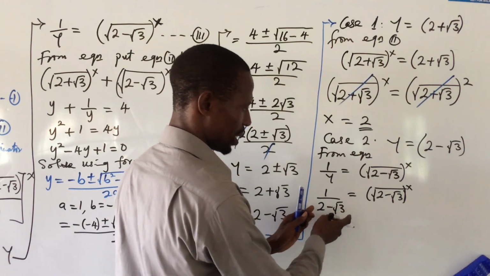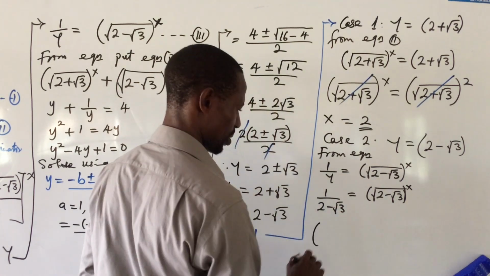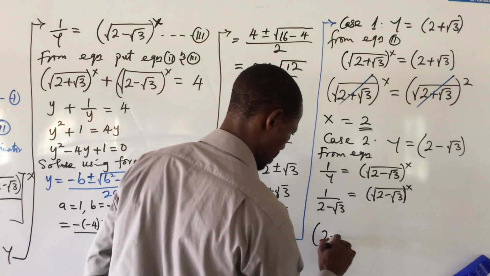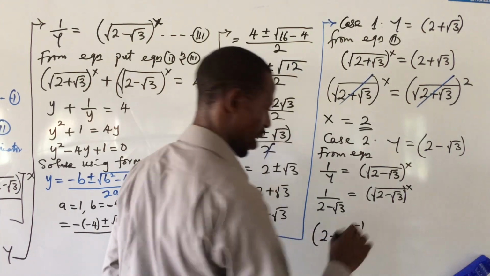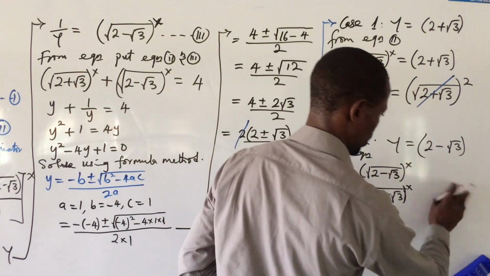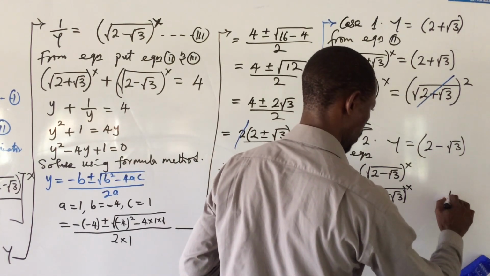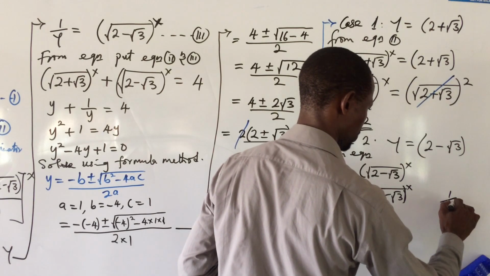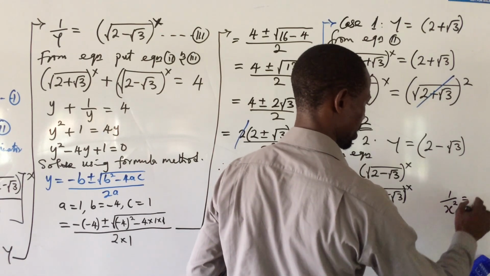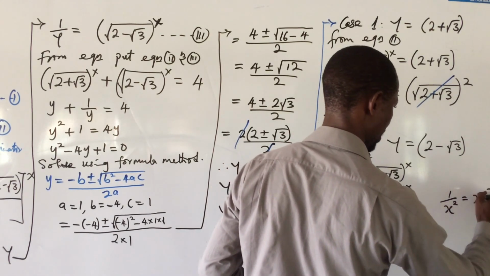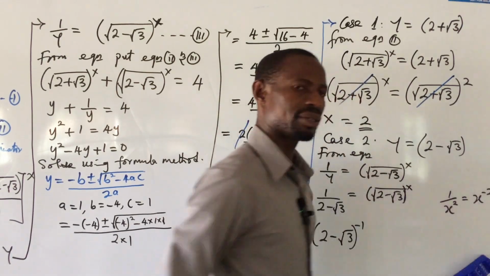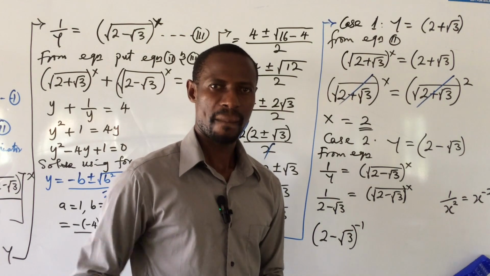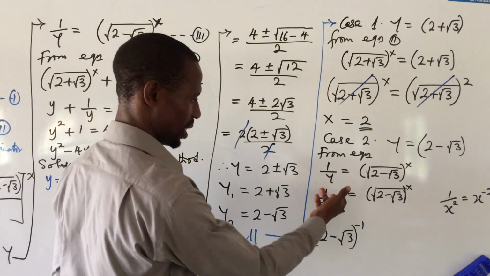This could also be written as bracket open, 2 minus root 3 to the power of minus 1. Because there is a law that says that if you have 1 all over x to the power of 2, this is the same thing as x to the power of minus 2. The 1 and the division sign represent your negative power. So that is what I've done here now.